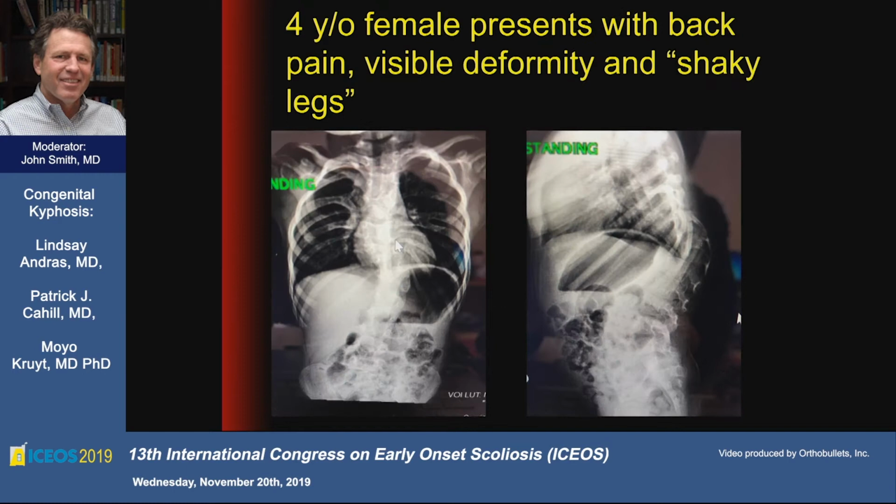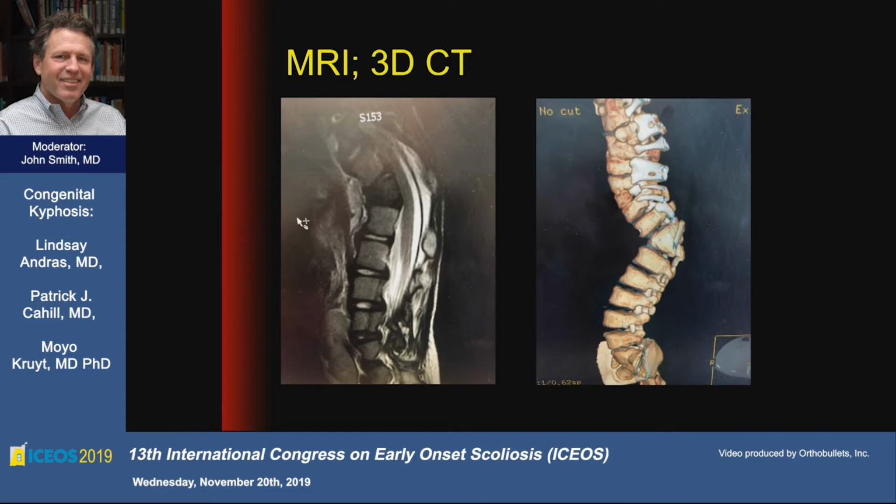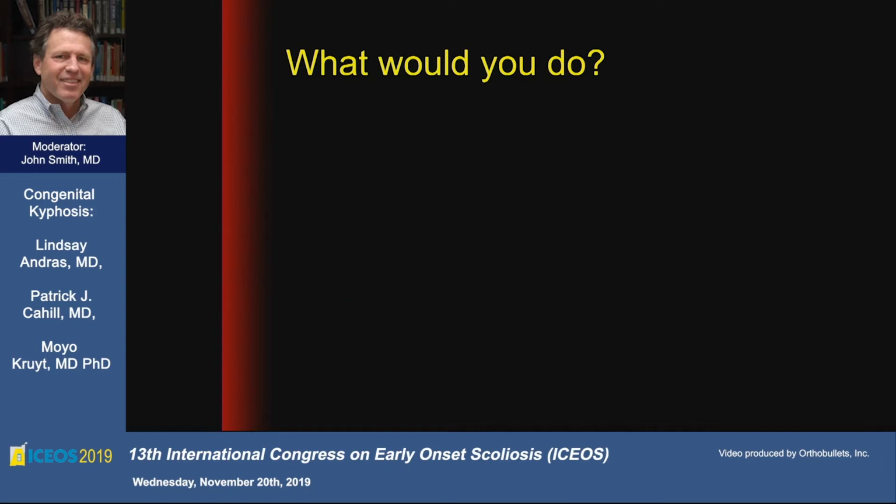And here's one example, a four-year-old that I've been following. She was doing really well. She has this large, really a mixed type congenital kyphosis. And she was doing pretty well, but she is very small. She had a twin, and then all of a sudden she started having shaky legs and some back pain, and she went from being potty trained to having accidents. And this was her MRI, and this was her 3D CT scan. So then the question becomes, what would you do at that point?